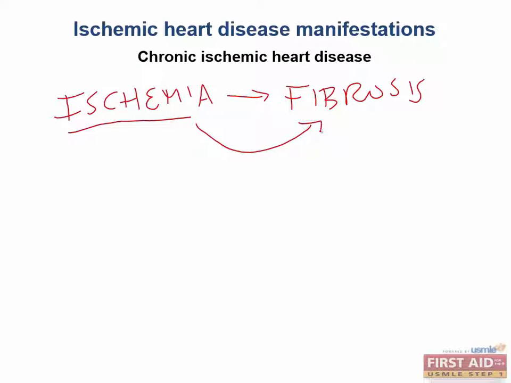The term indicates that we just have replaced viable myocardium with scar tissue. Now, scar tissue from the fibrosis is non-contractile collagen. If you accumulate tissue that cannot contract and you accumulate it in places where you used to have normal myocardium, you're eventually going to progress to heart failure.